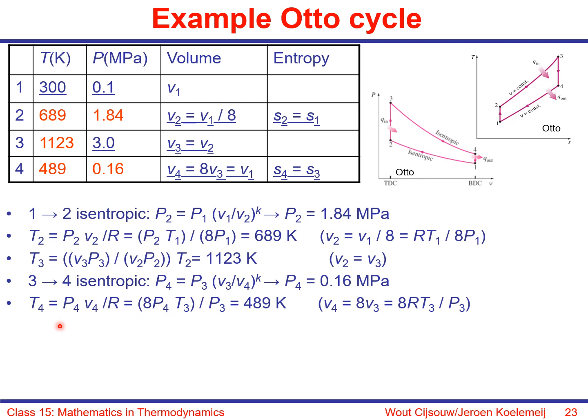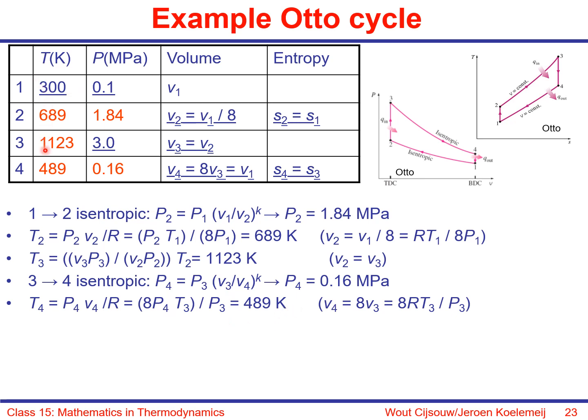And now the last step is to again use the ideal gas law, and using the known compression ratio, just like we did in this step. Here we use the compression ratio of 8 again in combination with the ideal gas law to find the final temperature at the end of the cycle. That's 489 Kelvin.